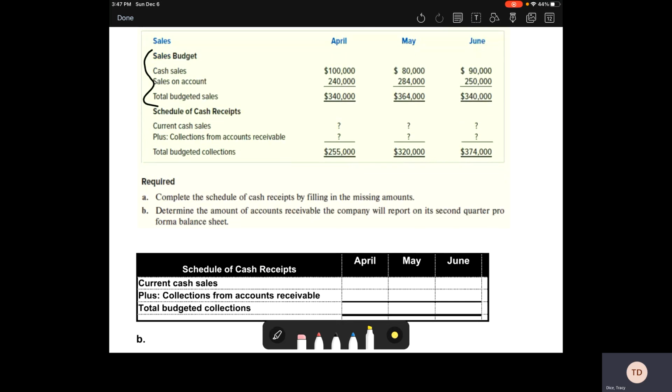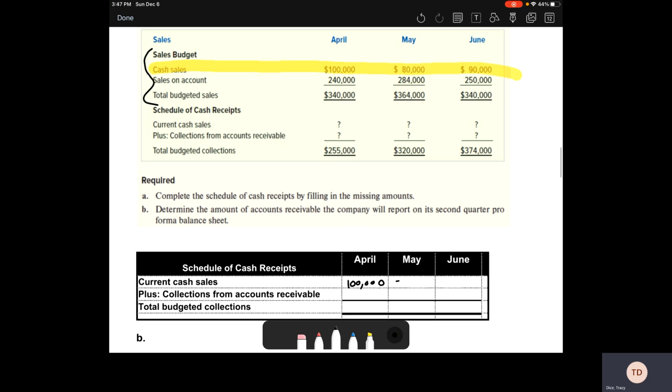So the first thing is looking at your current cash sales. Well, in the month of April, we had $100,000 in cash sales, which is coming from this row right there. In May, we had $80,000, and in June, we had $90,000.